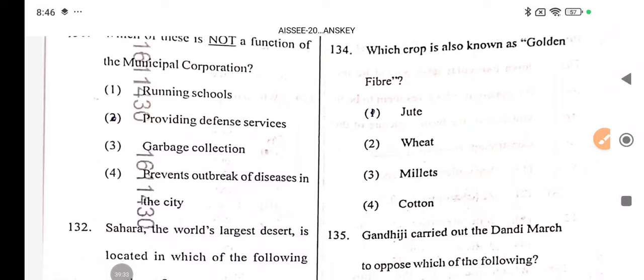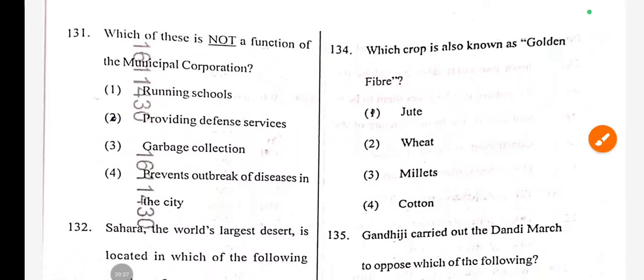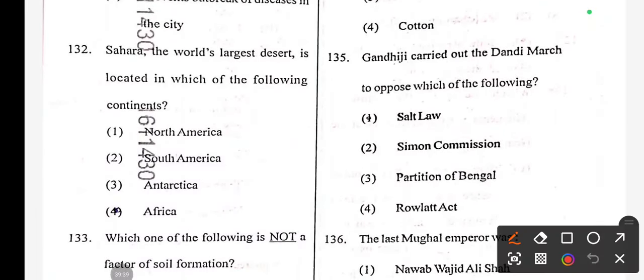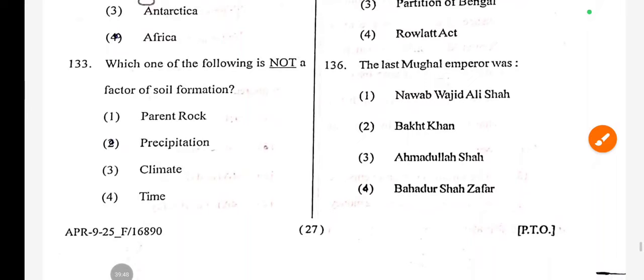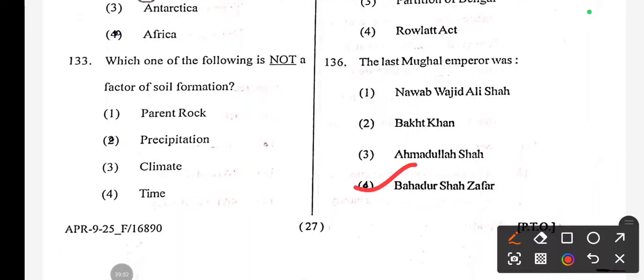134. Which crop is also known as golden fiber? Option 1, jute. 135. Gandhiji carried out the Dandi March to oppose which of the following? Option 1, salt law. 136. The last Mughal emperor was option 4, Bahadur Shah Zafar.